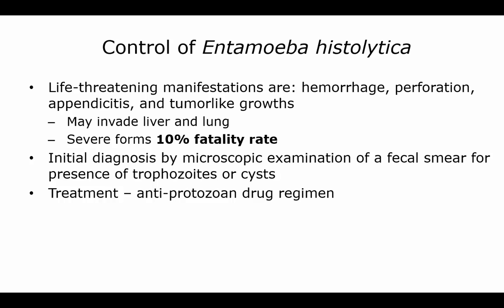To control it, it's important to control, because if it's severe, there's a 10% fatality rate. You can hemorrhage, you can have perforations, appendicitis, or tumor-like growths, and it can even go to your liver and your lung. So to initially diagnose it, they're going to do a microscopic examination of a fecal smear to see if there are any trophozoites or cysts. And if it's found, they're going to give you an antiprotozoan drug regimen.